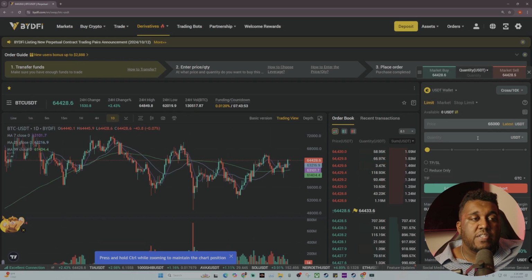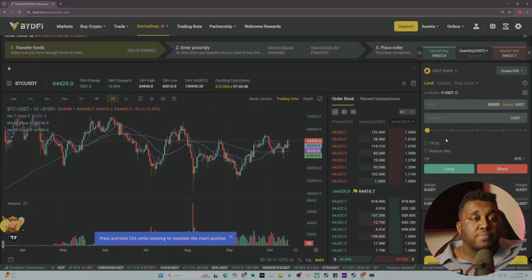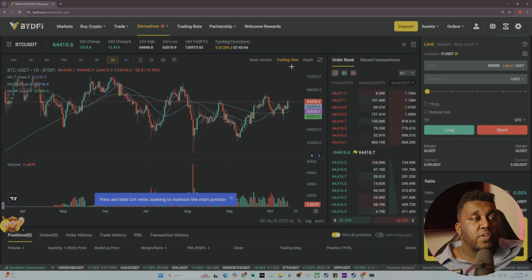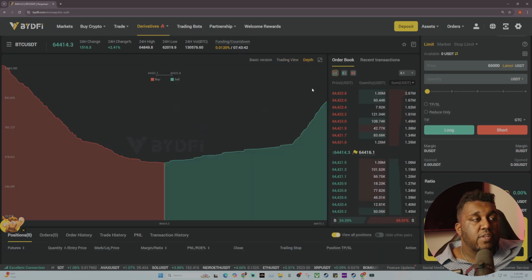For now, it's very simple. This is not a hard UI to learn. In fact, they've actually made this very easy compared to a lot of other ones I've seen. And also, if you guys don't like TradingView or basic version, they do have the depth mode.